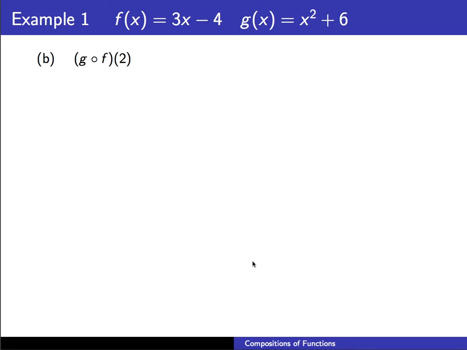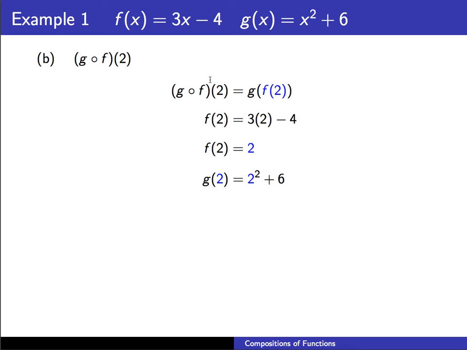Part B, let's go backwards here. g of f of 2. So g of f of 2 means first we're going to evaluate f of 2. So we're going to plug a 2 into the function for f. So 3 times 2 minus 4, and that's 6 minus 4, or 2. Then we're going to take that output of 2 and plug it in for g of x. So we're going to evaluate g of 2. g of 2 is 2 squared plus 6, which is 4 plus 6, or 10. So g of f of 2 is 10, and we see that it is not the same value as f of g of 2. So if we switch the order for the composition of functions, that's not necessarily going to give us the exact same answer.